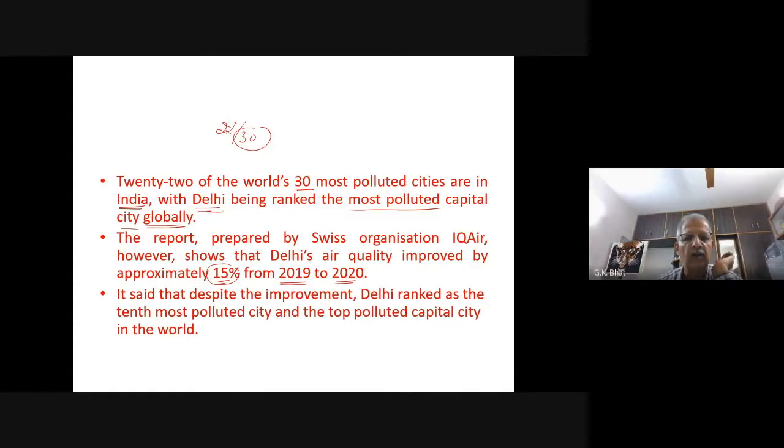It is said that despite the improvement, Delhi ranked as the 10th most polluted city and the top polluted capital city in the world. Even today, it is the most polluted capital city in the world. Imagine the impact of these pollutants on the people of Delhi.